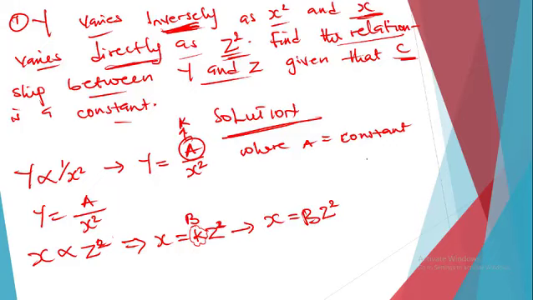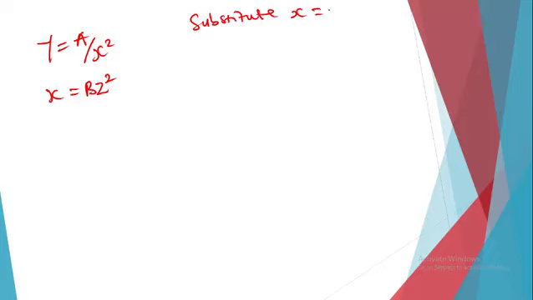So we've gotten y equal to a over x squared, and x equal to bz squared. We just took them from here. So the first thing we need to do here is to substitute x equals bz squared in equation 1, and this is our equation 1. This is our equation 2.